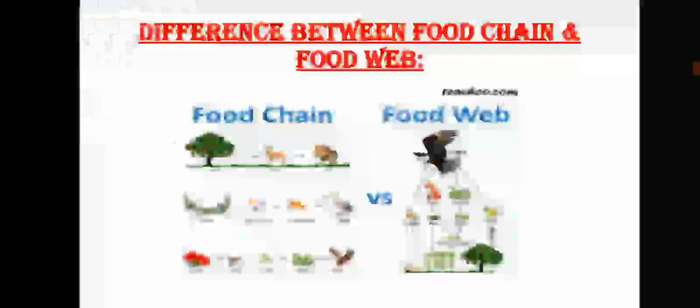Let us see the diagram, the food chain and food web. So in food chain, if any one of the species, that is the producer or a primary consumer, is missing, that food chain does not exist. But in case of food web, if any one species is missing, that food web can exist because food web is a connection of more number of food chains.